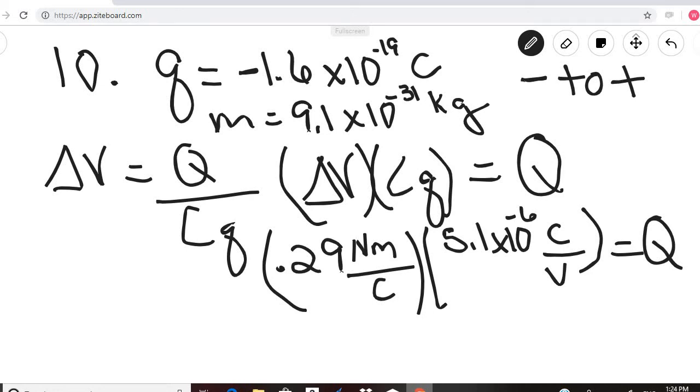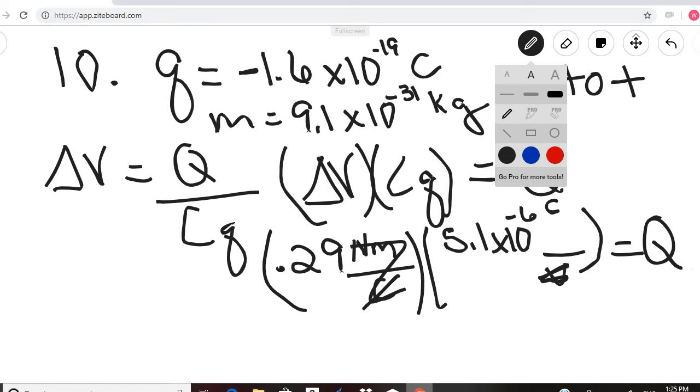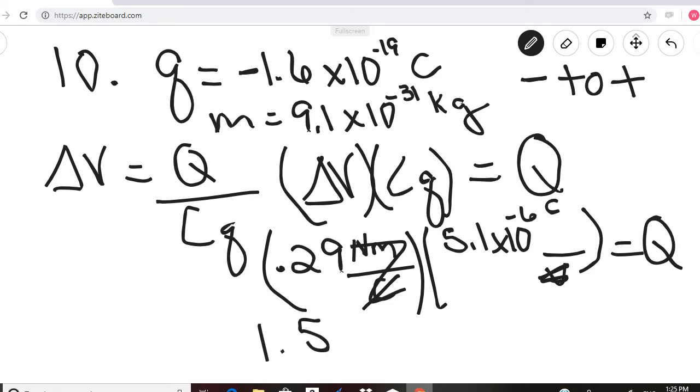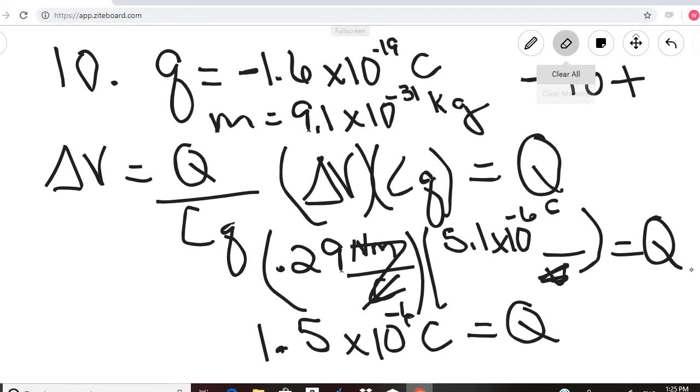Okay, so the coulombs are going to cancel. A Newton meter per coulomb is the same as a volt, so that will cancel. And we'll just be left with the coulomb, which is that charge. So 0.29 times 5.1 times 10 to the negative 6 will get you 1.5 times 10 to the negative 6 coulombs. That is equal to Q. So if the charge on the positive plate is 1.5 times 10 to the negative 6 coulombs, then that would get us that velocity that we were given initially of 3.2 times 10 to the 5th meters per second. Okay, so that is all of the problem.